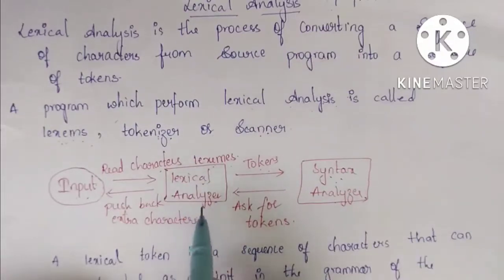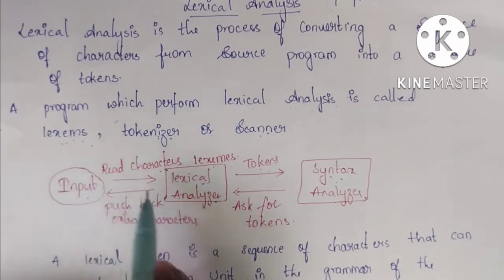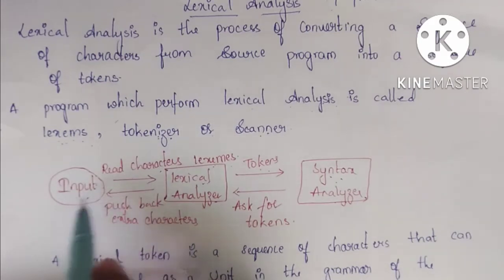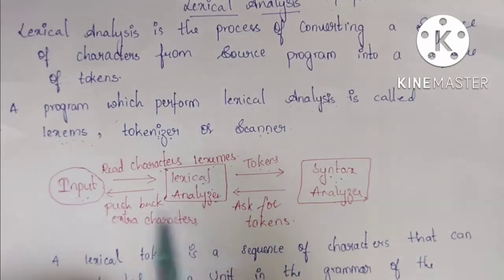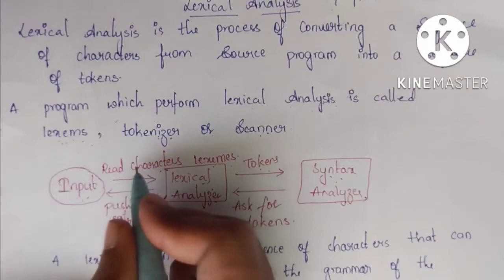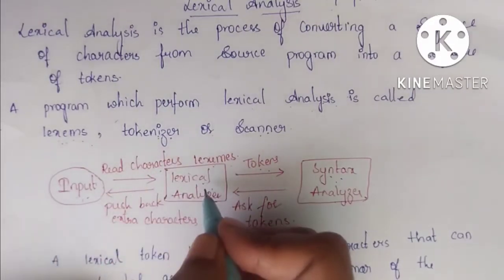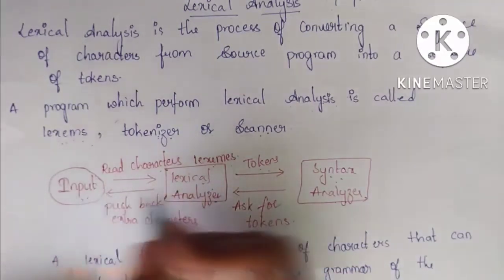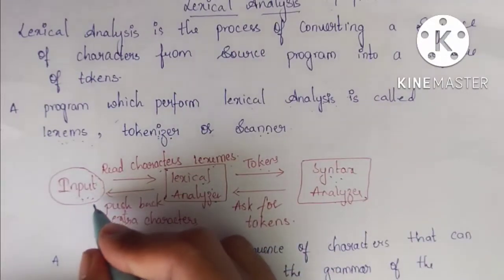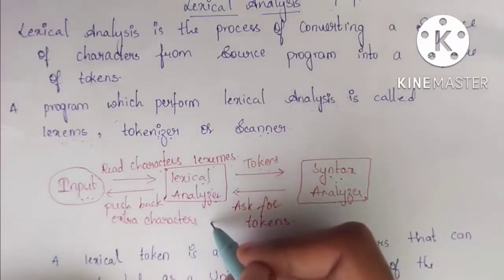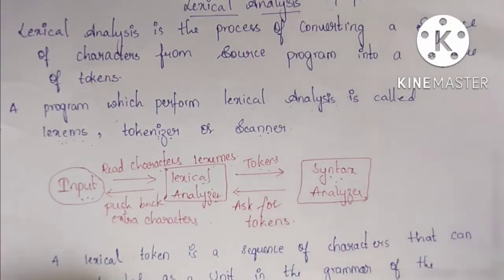Next, the lexical analyzer has a backward pushback process: if it wants to read extra characters again from the source program, it can do so. That's why we have written pushback extra characters. See the representation of the arrow here. The input moves like this to the lexical analysis phase. If the lexical analyzer wants any other information from the source program, it will ask for a pushback and request extra characters from the input string. Okay, this is the diagrammatic representation of lexical analysis.